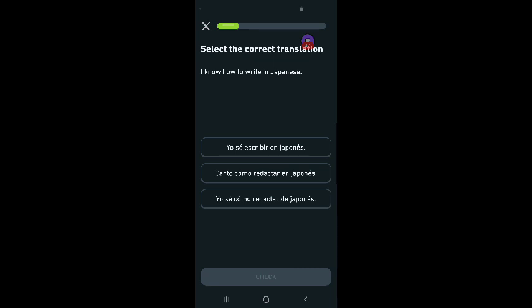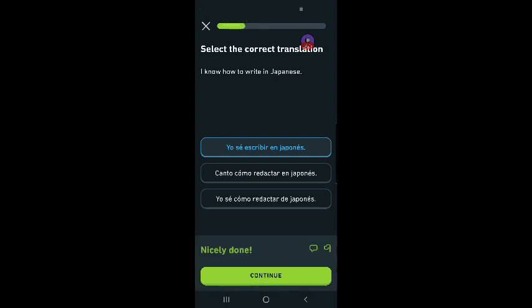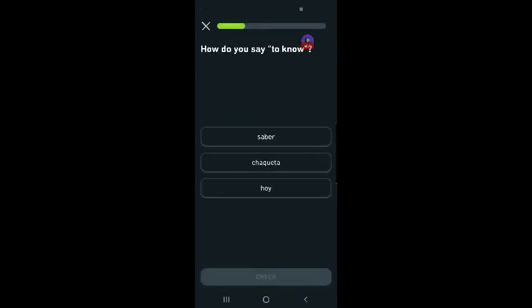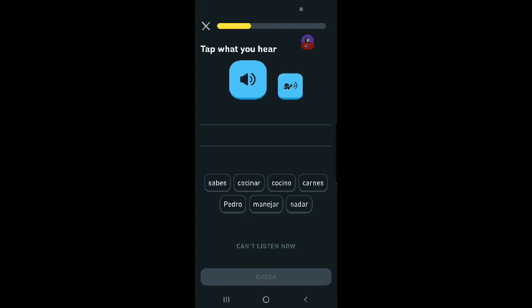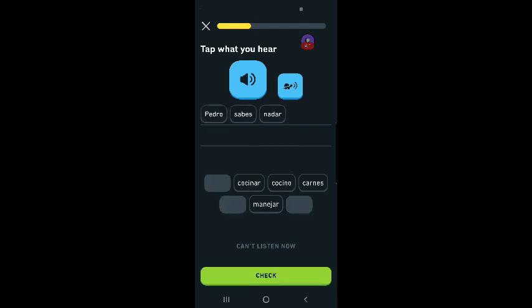She wants to give me kisses. I know how to write in Japanese. Yo sé escribir en japonés. How do you say to know? Saber. Pedro, ¿sabes nadar? Pedro, do you know how to swim, pal?